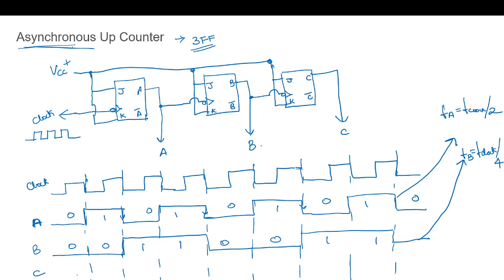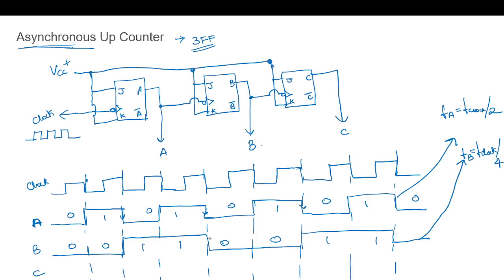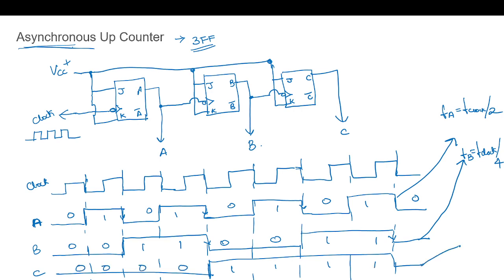Next, let's plot for C. This will also be at the negative edge. So it will be 0 for this time period and then 1 for this time period, so 0 0 0 0 followed by 1 1 1 1. Again, this frequency is observed to be F clock upon 8.